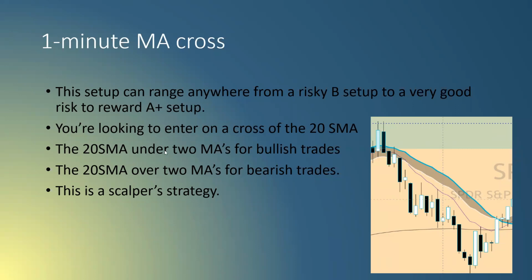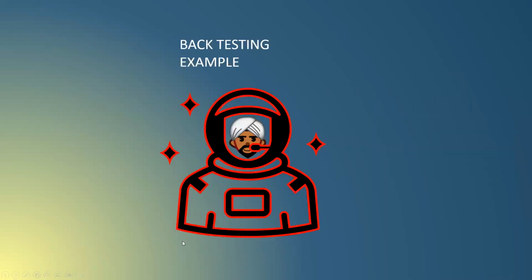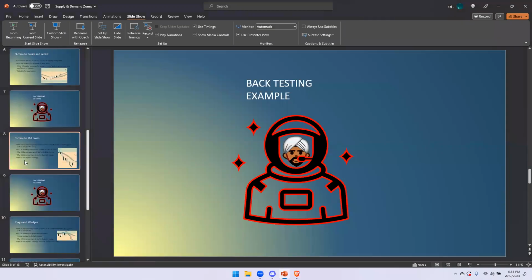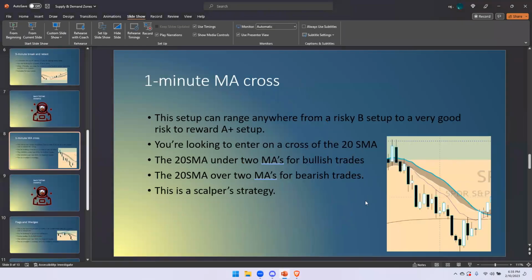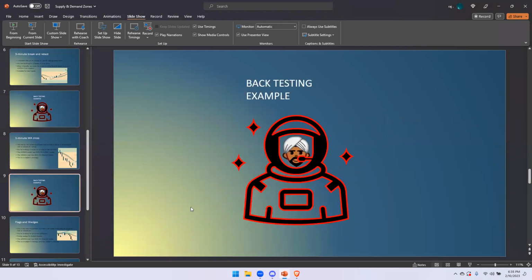If the 20 SMA is under the 2 moving averages, that's a bullish trade. If the 20 SMA is over the 2 moving averages, it's a bearish trade. As you can see to the right, the 20 SMA is over these 2 moving averages, and we just died after that. This is a scalper strategy. Because it's on the 1-minute chart, it's designed for you to get in and out with some big gains fast, at least 10 to 15%, and then you should just have some runners. So yeah, we'll do some back testing.